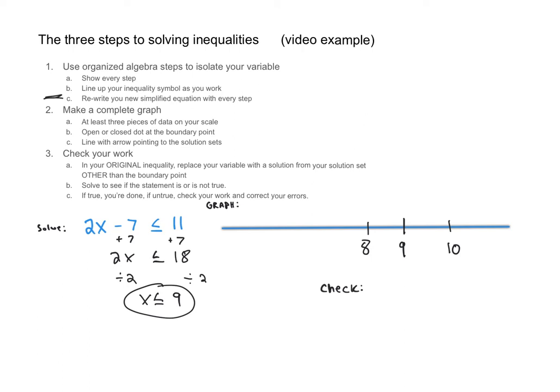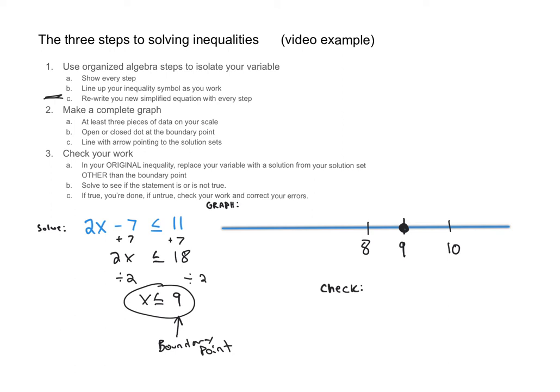In order to graph a solution, we need an open or closed dot at our boundary point. So our boundary point is that point where the solution becomes true or untrue. So in this case, that's 9. That's our boundary point. B-O-U-N-D-A-R-Y. Boundary point. Okay, we need a closed dot because in our solution we have x is less than or equal to 9. So we're going to put a closed dot there. There's our boundary point. And then you need a line with an arrow pointing to all of your solution sets.